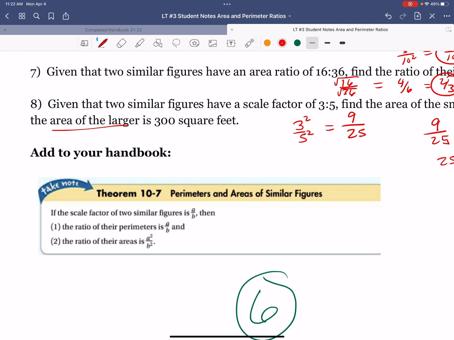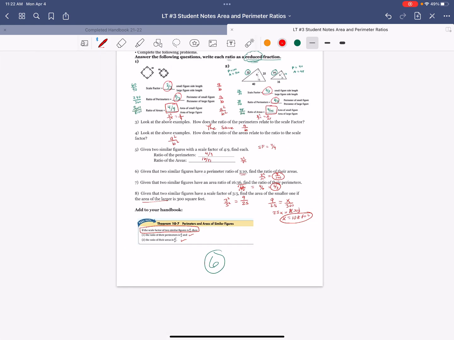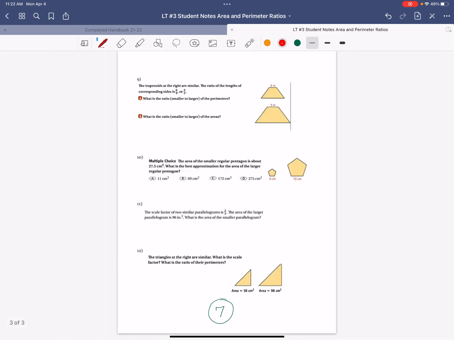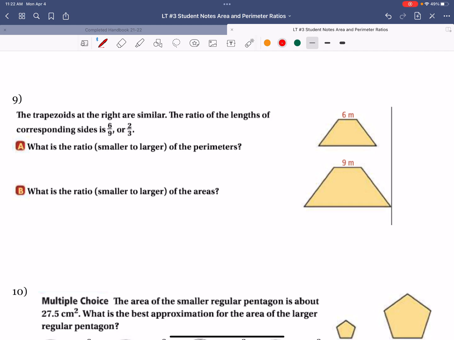So this is the summary of what we have: if the scale factor is A to B, then the ratio of the perimeters is A to B, but the ratio of the areas is A squared to B squared. And I bet you could figure out what the ratio of the volumes would be. Let's go to the next page and look at number 9.